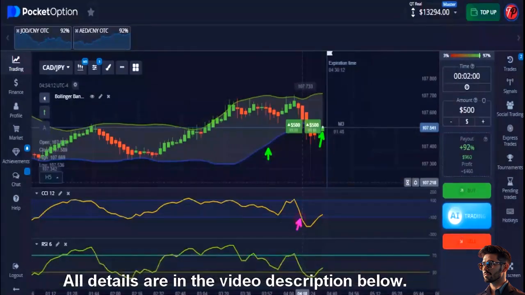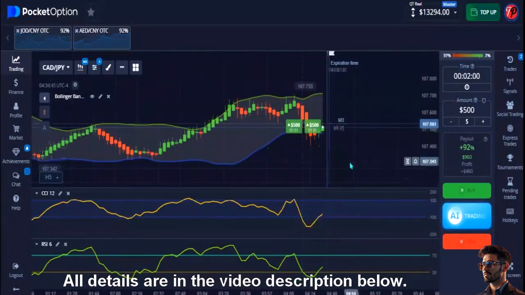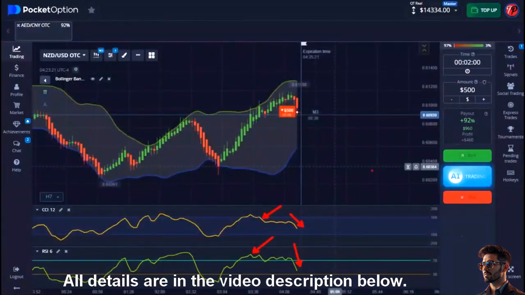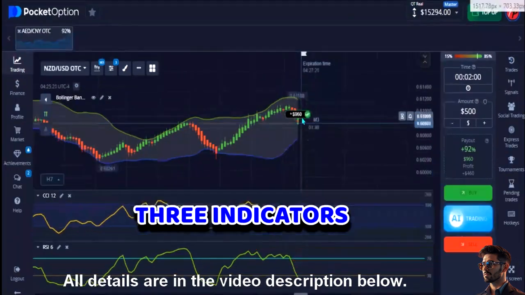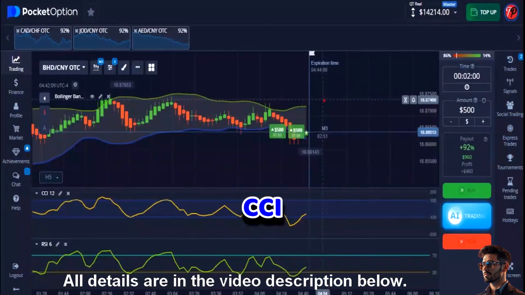I'll be trading again with Pocket Option, and over here I have a very special strategy to show you guys. This is actually one of my new strategies that I've been making use of in the last few days now. Over here we're making use of three indicators. The first indicator I'm using is called Bollinger Band, the second indicator is CCI, and the last indicator is RSI.